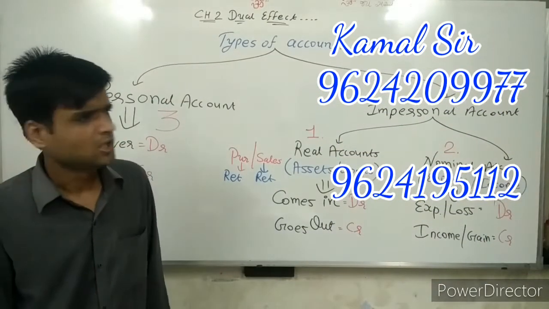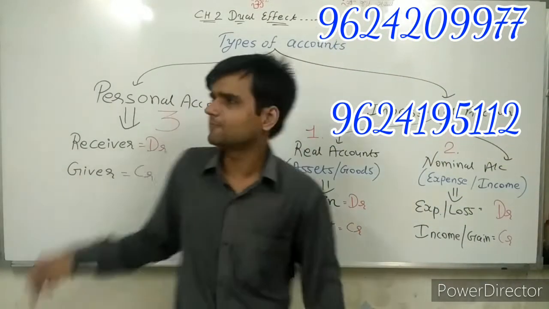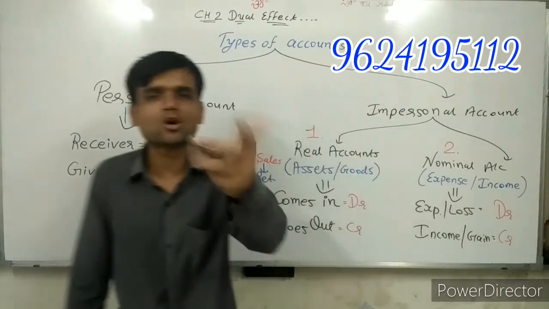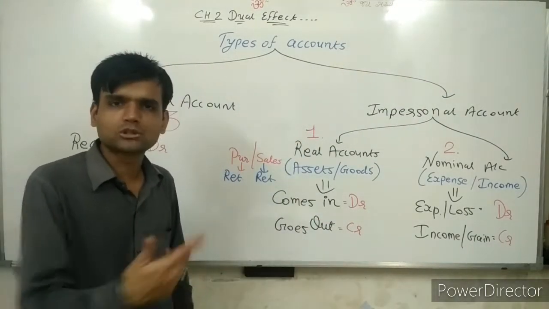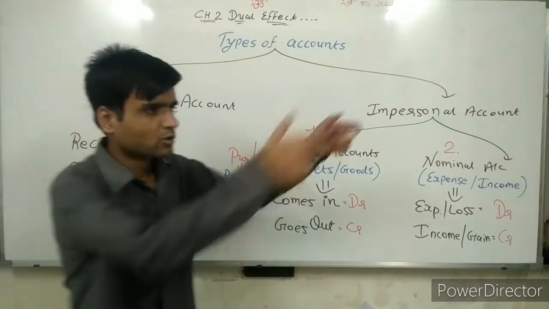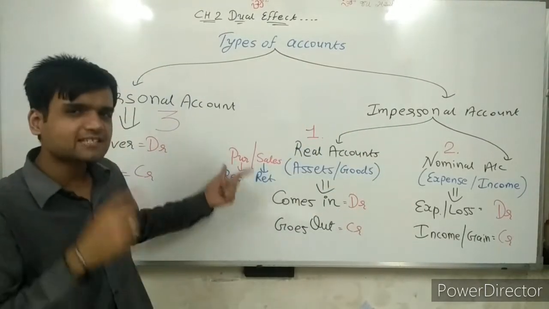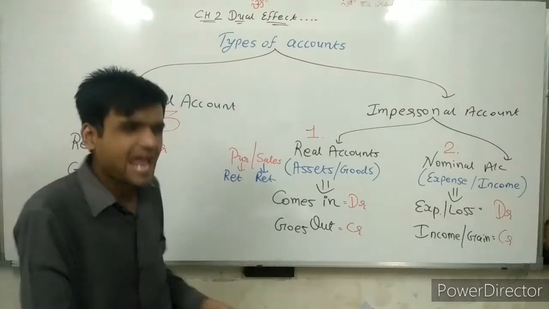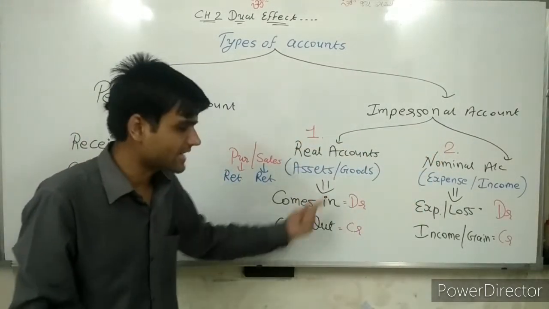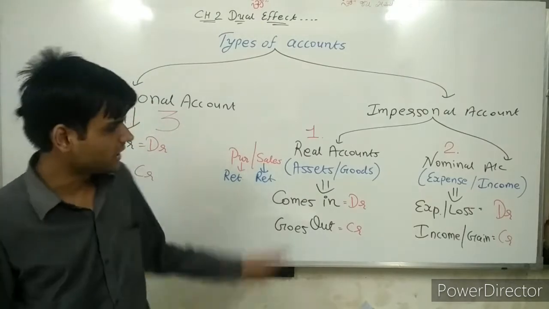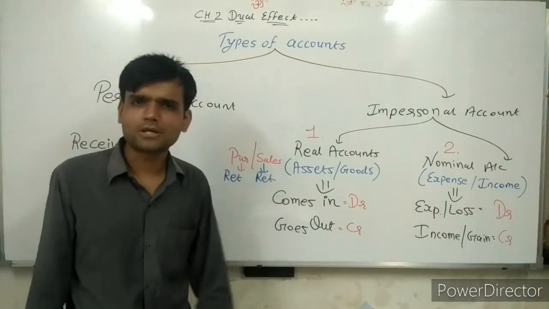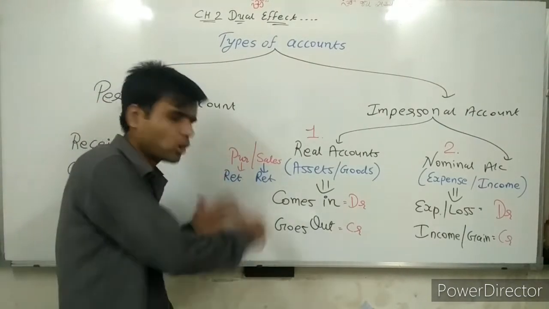That's it. So we are not checking the second step or the third step, because my transaction is completed here only. Debit and credit both done. Goods come in, purchase account debited; cash goes out, cash account credited. So here my transaction is complete.